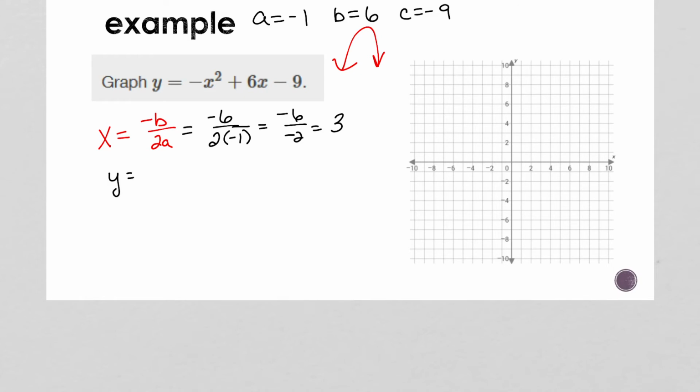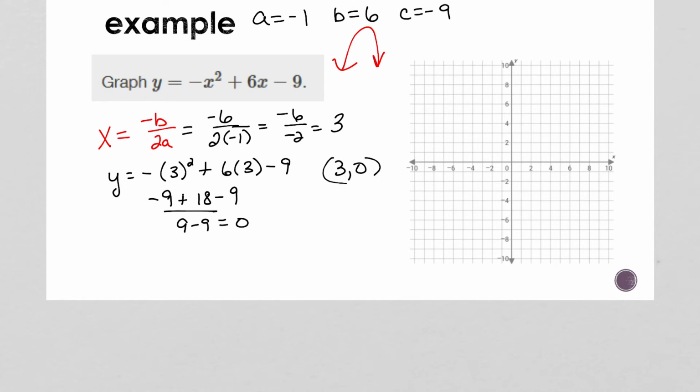So y is equal to negative 3 squared plus 6 times 3 minus 9. So you do this math first. 3 squared is 9. 9 times a negative is negative 9. So negative 9 plus 18. Now we go in order from left to right. We get 9 minus 9, which gives us 0. So our y-coordinate is 0. So our vertex is at (3, 0), which is right here. Now, we also know that the axis of symmetry goes through the vertex.